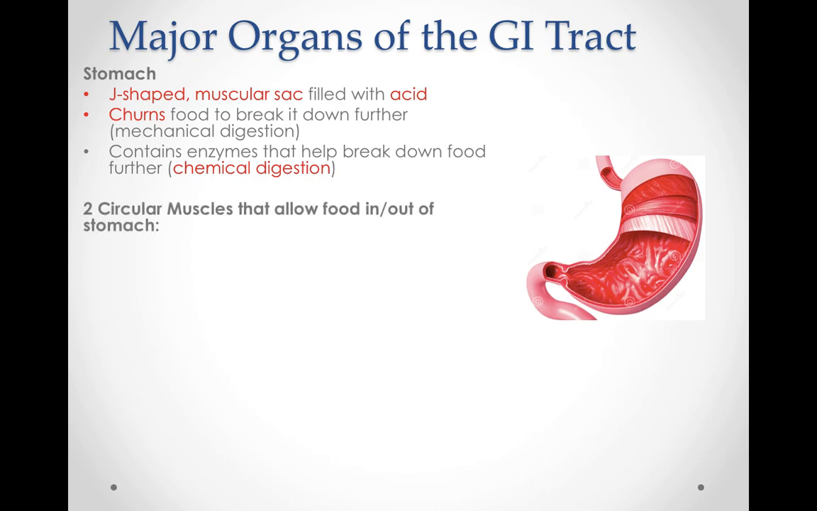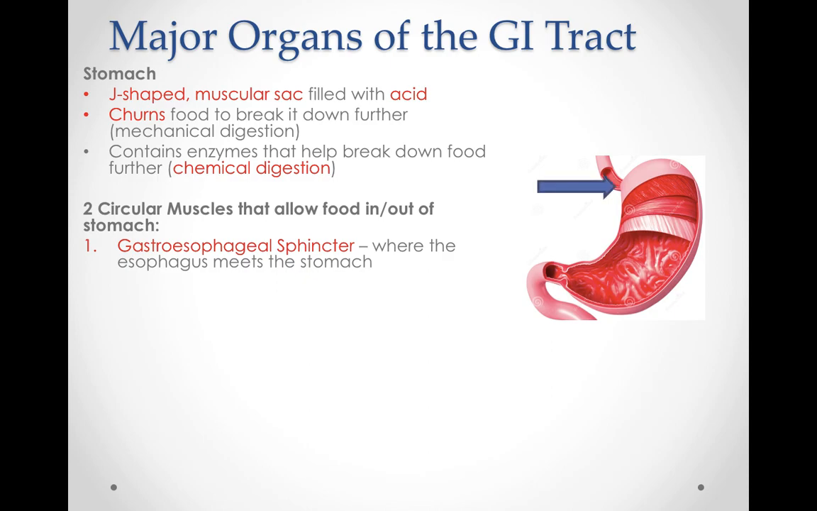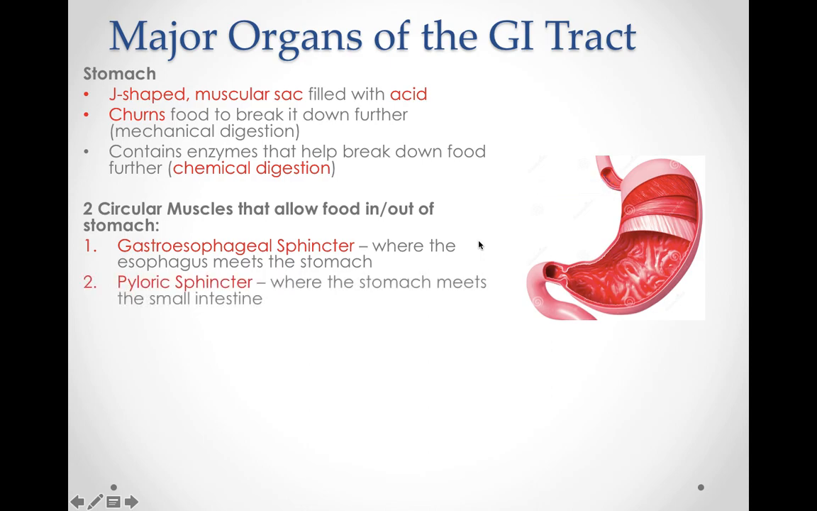Now there are two openings to the stomach. We have one where the esophagus meets the stomach, and the other where the stomach turns into the intestines. These aren't just open holes all the time. We actually have circular muscles at each opening that allow food in and out at the right time. The first opening is called the gastroesophageal sphincter, and that is where the esophagus meets the stomach. You can think about the name gastroesophageal, that looks like esophagus. So that is where the stomach meets the esophagus. The next one is called the pyloric sphincter, and that is where the stomach meets the small intestine.